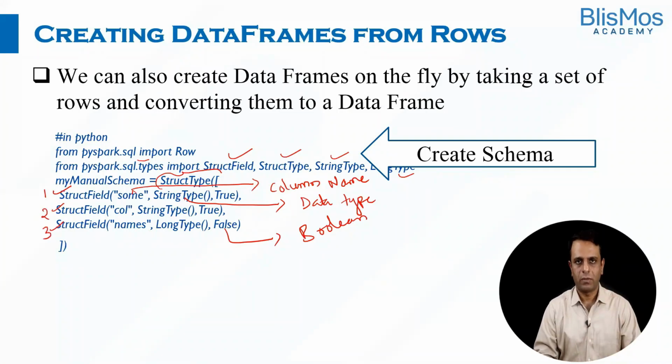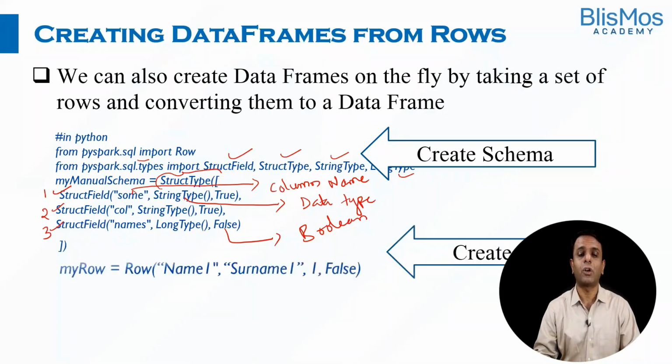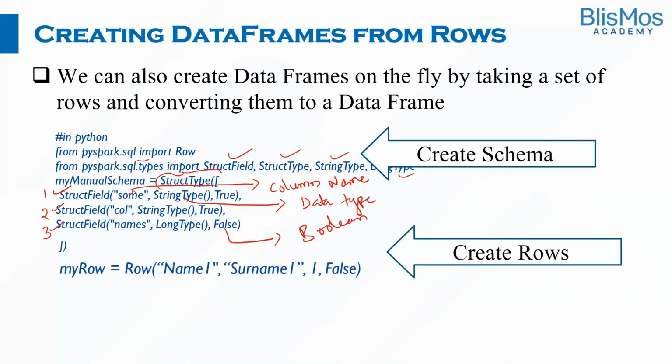We created a schema. What do we need to do now? The next thing is, you have to create the rows. Depending upon how many rows you want to convert into a data frame, you have to create that many rows. In this case, we are trying to use only one row and create.